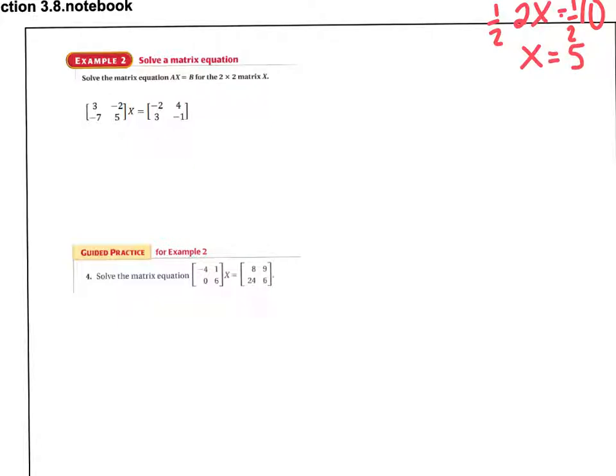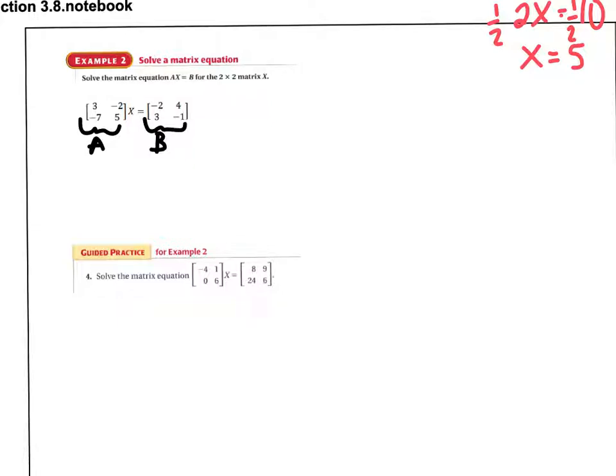So keep that in mind when you're solving these matrix equations. They're very similar to solving equations that you've seen in the past. But let's look at our matrix equation here and write it down differently. I have a matrix which I will call A, and I'll write it down here. This is matrix A, and we're going to call this matrix B.